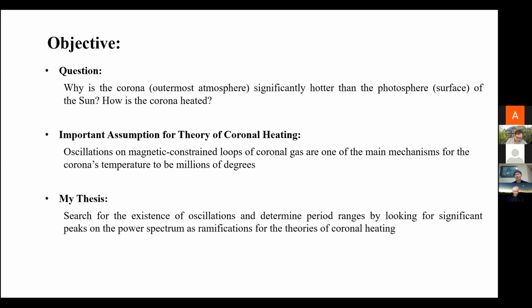One important assumption for us is that oscillations on magnetic constrained loops of coronal gas are one of the main mechanisms for the corona's temperature to be heated to millions of degrees. For my thesis, we will talk about the search for the existence of oscillations, and we'll determine the period ranges by looking for significant peaks on the power spectrum as ramifications for the theories of coronal heating.